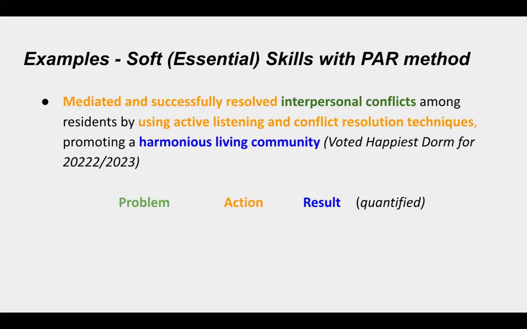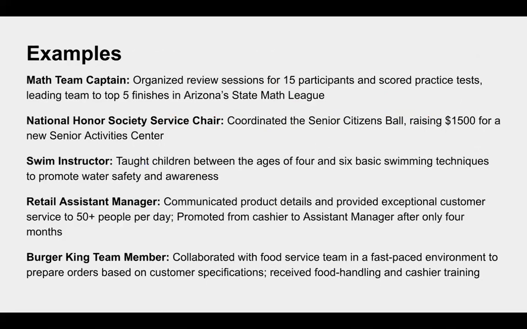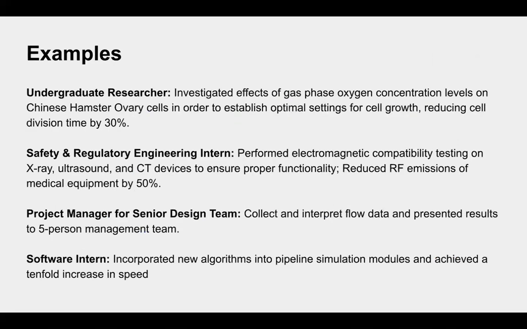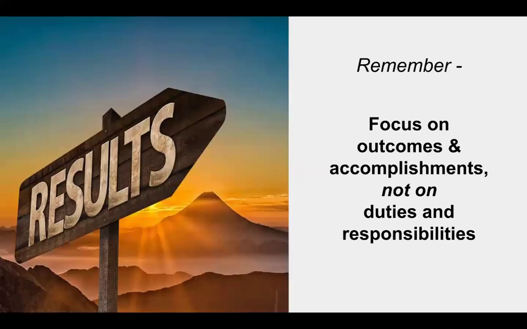In this final bullet point, we see that the problem was interpersonal conflicts, the action was mediating and resolving using specific techniques, and the result was harmonious living, and the award quantifies, kind of adds credibility to something that's subjective or hard to measure. Pause the screen to look at some of the examples in the next two slides. And you can find even more examples by visiting our examples of action statements by role and job document linked to this video.